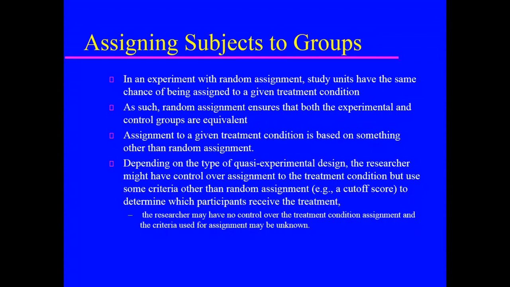In other words, they might say, we're looking at test score, but we're going to arbitrarily say this is the cutoff for the next test score. Then the participants will receive some form of treatment over that. The researcher may also have no control over the treatment assignment, and the criteria used for that assignment could be unknown. For example, they might say the cutoff is going to be 70, without knowing that before the start of the experiment, but something prompts them to say that's the cutoff score. Next slide.